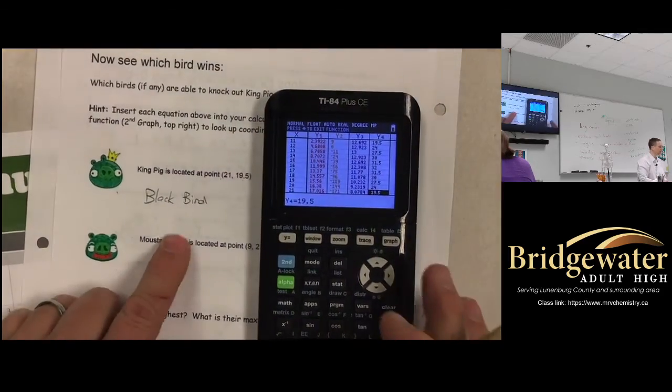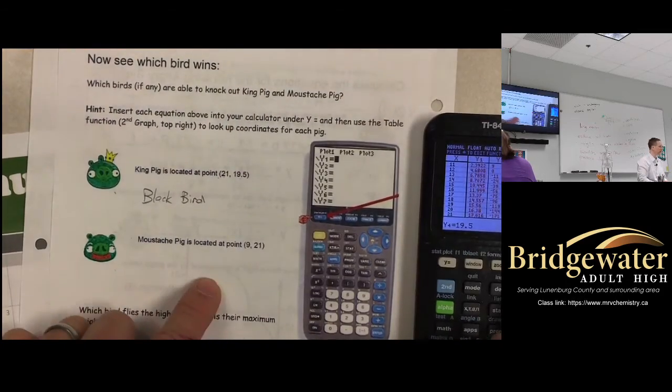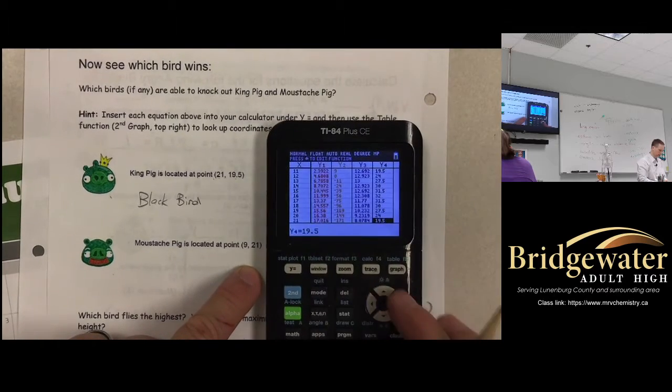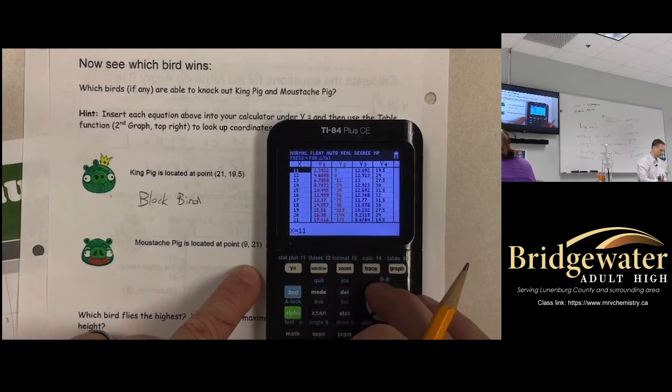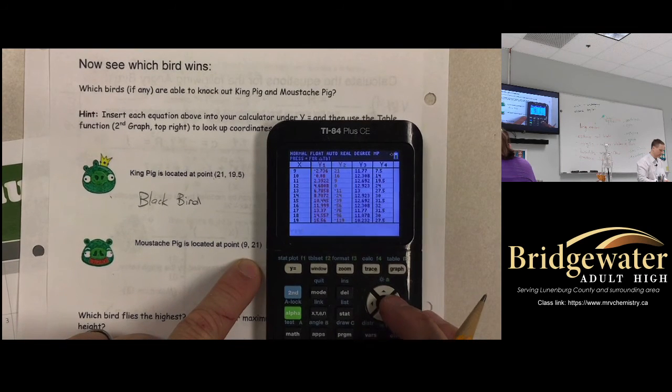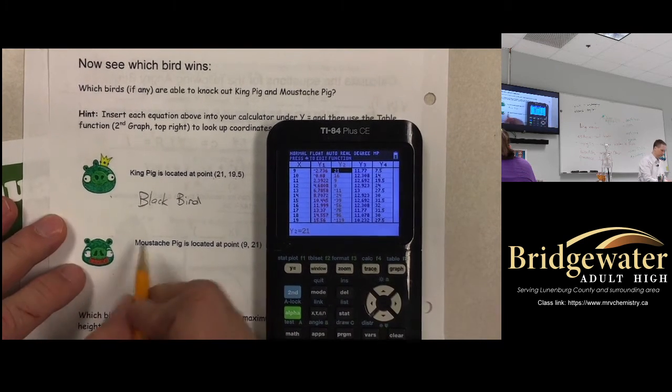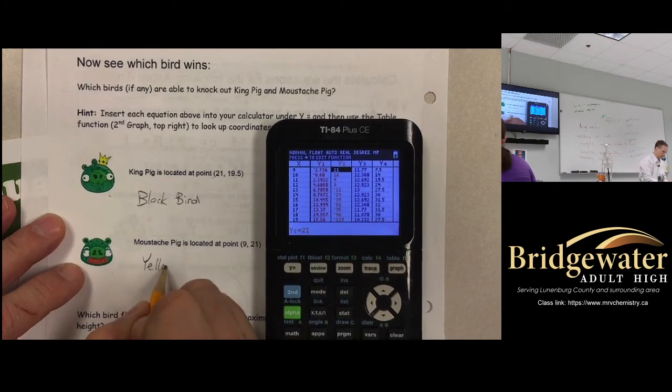Now, since we're in the table, let's go look at Mustache Pig here. He's at 9 and 21, so we have to scroll up here to number 9, and we'll see which one is at 21. So red's at negative 2, yellow bird's at 21, and blue's at 11 and 7.5. So the answer in this case would be yellow bird.